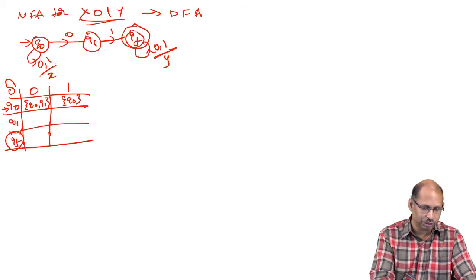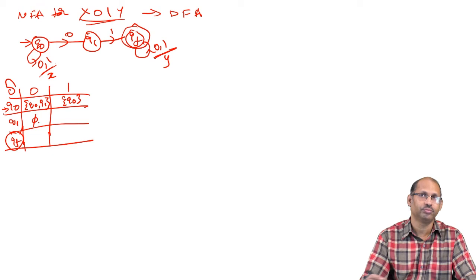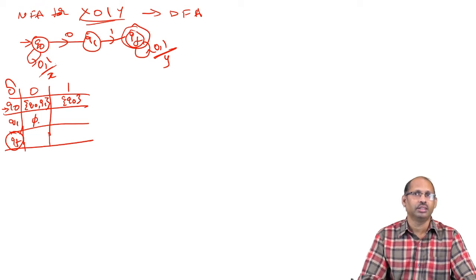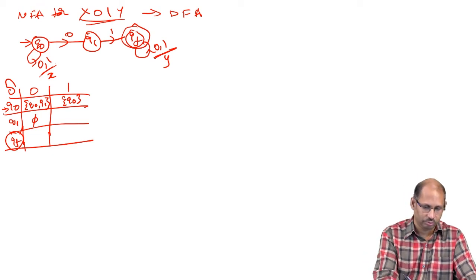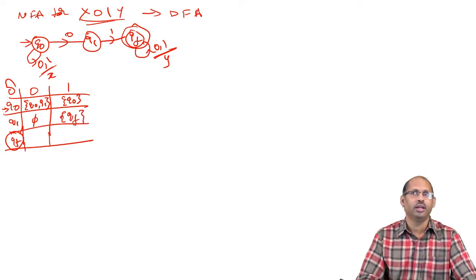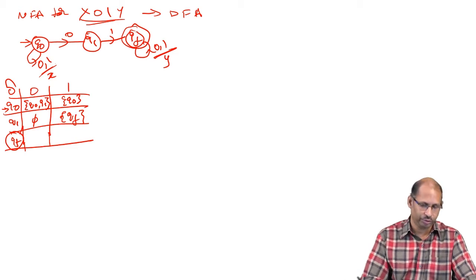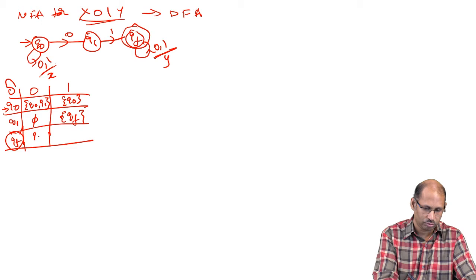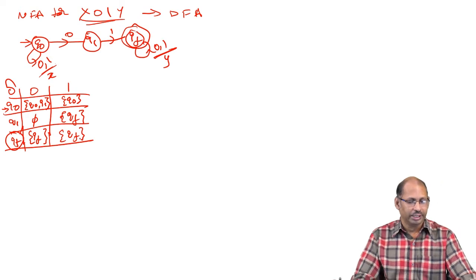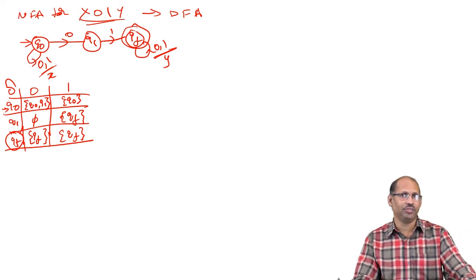Then Q1 on 0 is empty, and Q1 on 1 goes to QF. Then QF on 0 goes to QF, and QF on 1 goes to QF. This is the NFA, this is given.